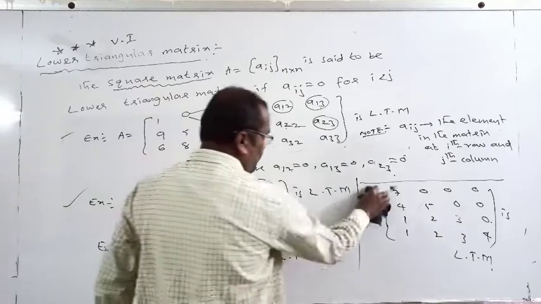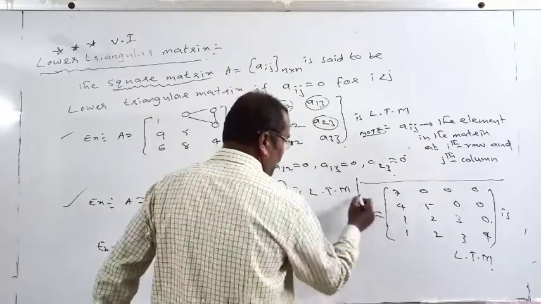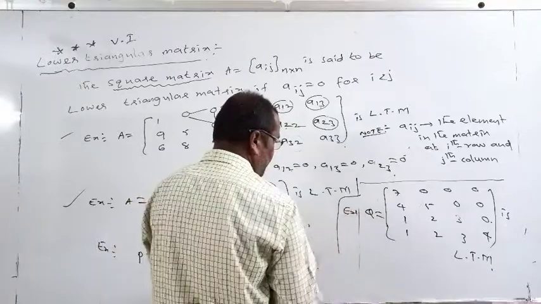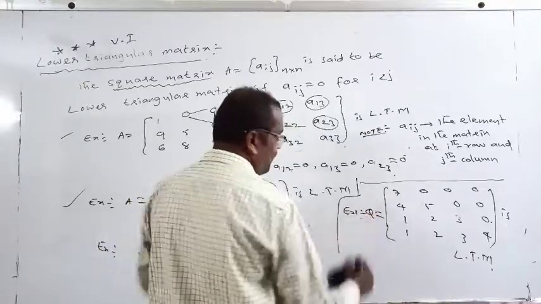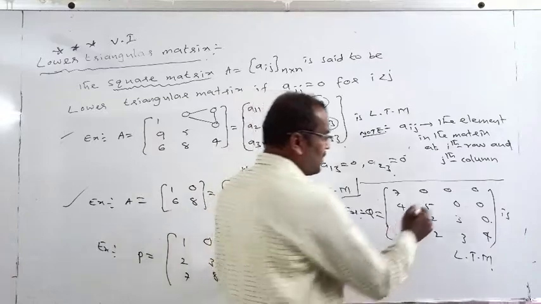It is one more example. Of course, it is 4 by 4. It is also a lower triangular matrix. See this one.